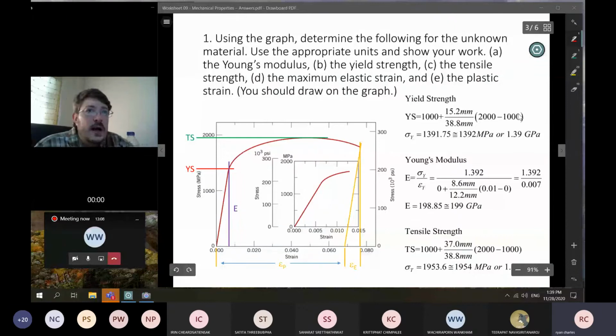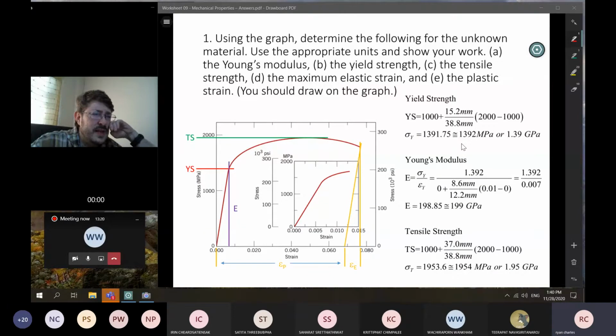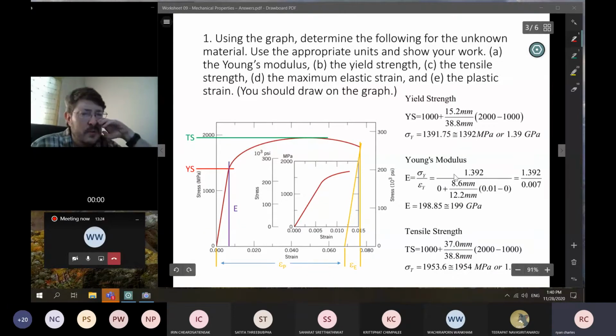All right. So I got 1.39 GPa, or 1392 MPa. A lot of you got 1.7, really excessively high, even if you're doing something like 0.002 perhaps. And I didn't say find the 0.002 yield strength. I just said find the yield strength. Those are different numbers.